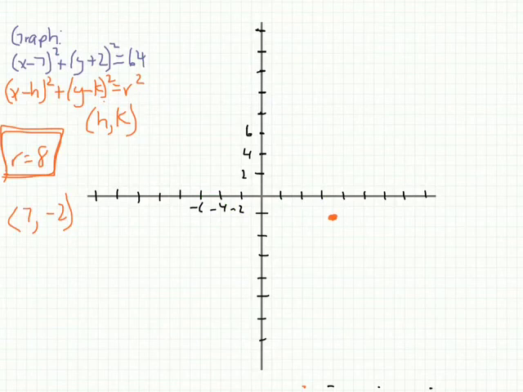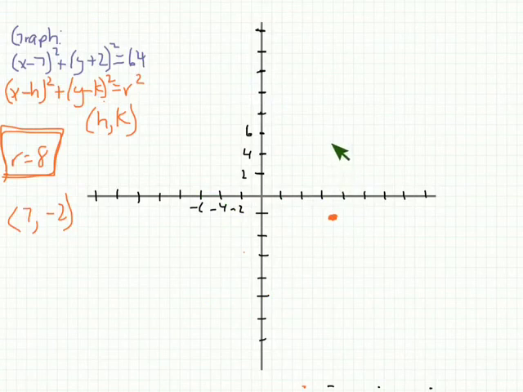Now, since we don't have a compass, normally we would just measure 8 with a compass and then draw that circle around. But since we do not have a compass, we can only count with our x and y axis. So I could use these hash marks to count 8 up: 2, 4, 6, 8.